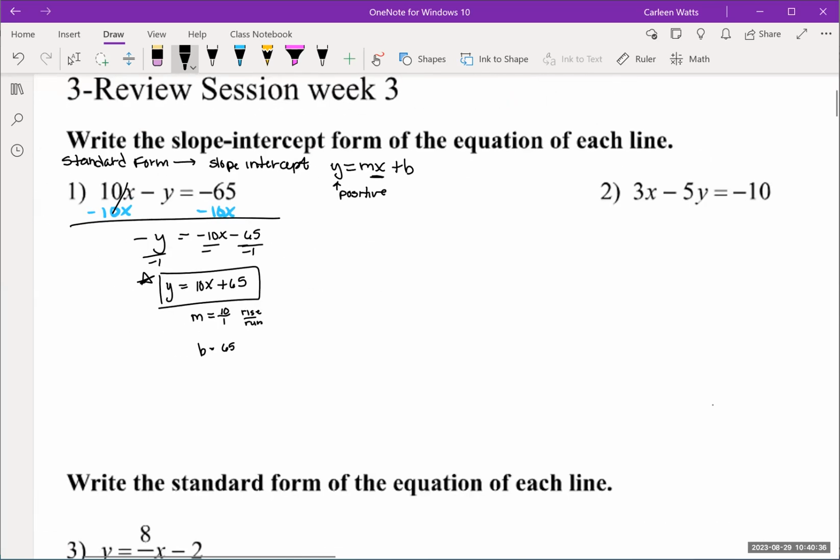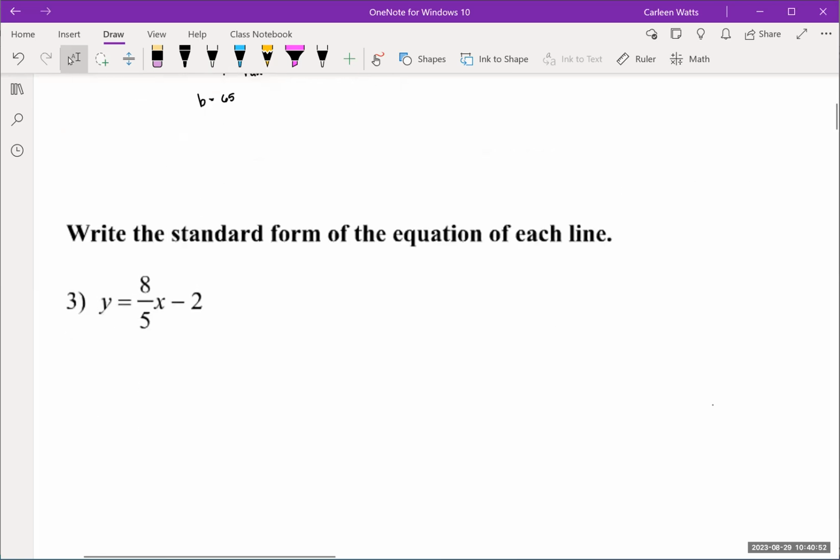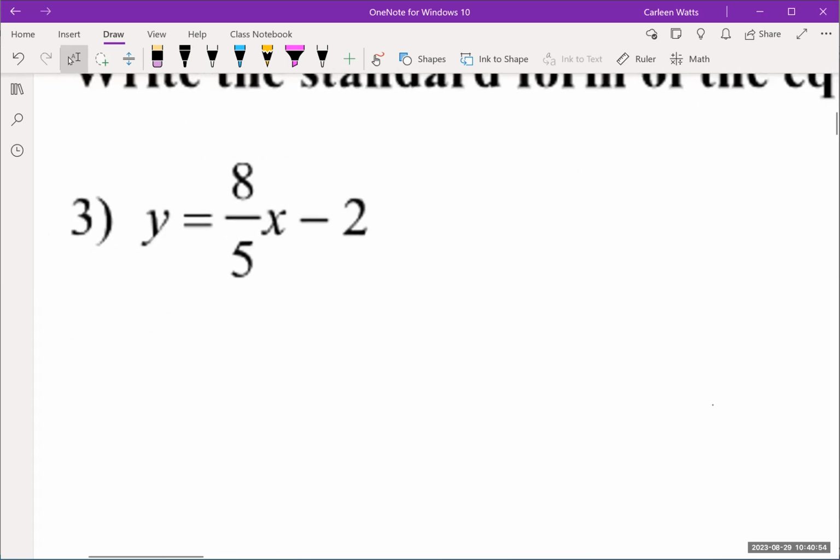Okay, so number 2, you need to do on your own or stick around at the end and request it. Okay, so we went from standard form to slope intercept form. Now we're going to go from slope intercept form to standard form. Okay, so step 1 is eliminate fractions.